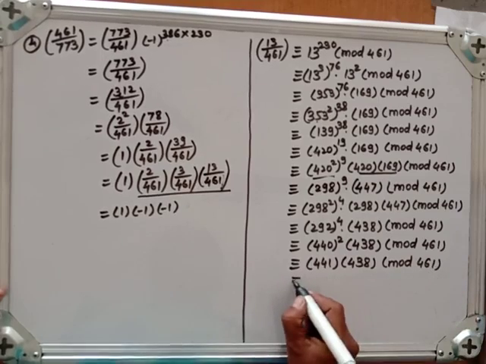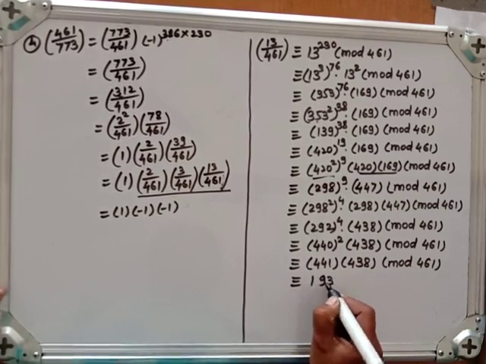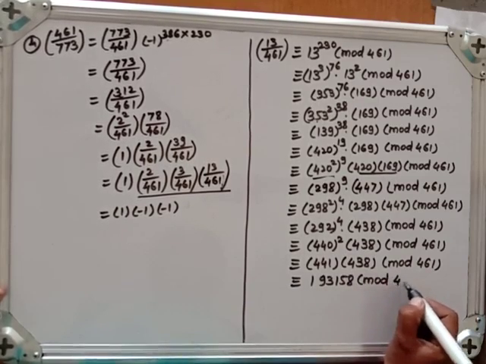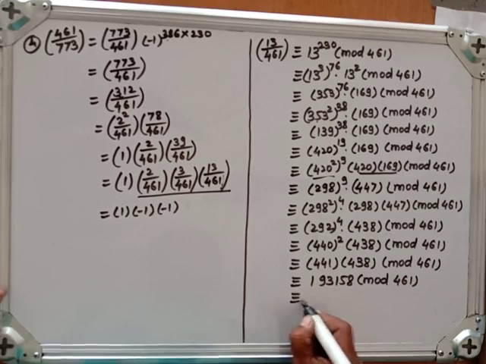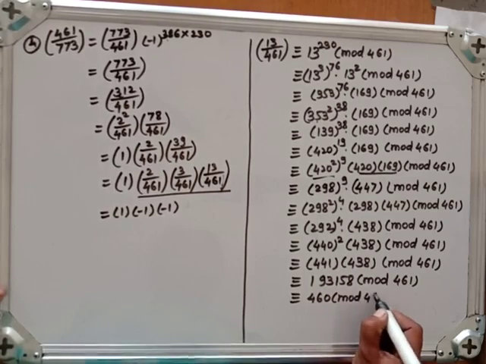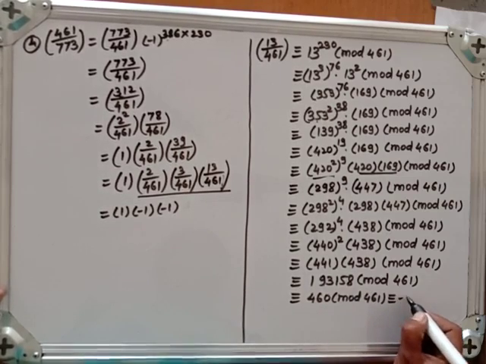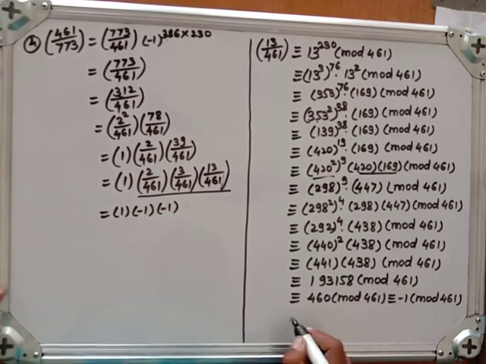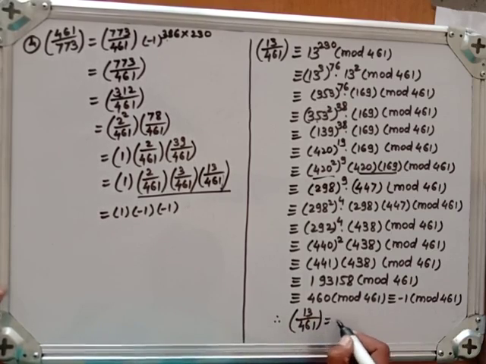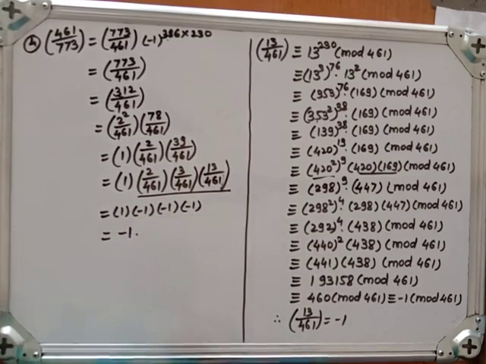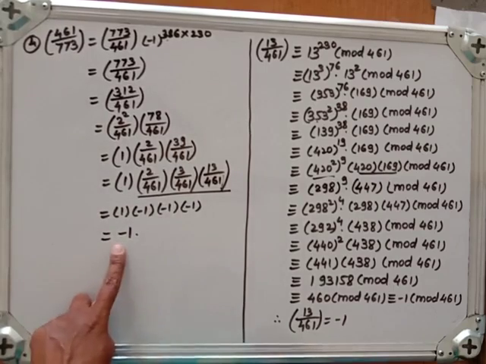461. Again this is congruent to 1,93,158 modulo 461. So this is 460 modulo 461, that is congruent to -1 modulo 461. Therefore, the Legendre symbol of 13 upon 461 is how much? -1. So this is -1, and overall this answer is what? -1. The Legendre symbol of this one will be -1.